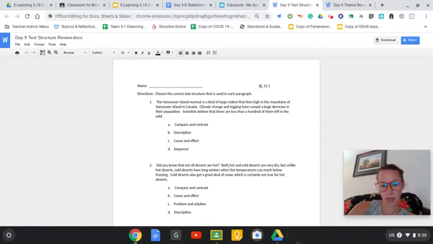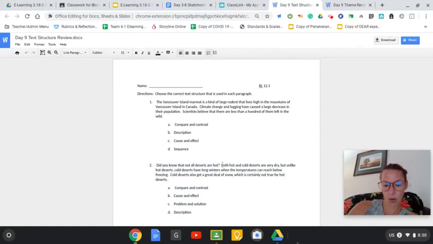I also know right now that I could probably draw a Venn diagram, my two circles. For some reason, my markers aren't working right now, so I can draw my two circles. I can put hot deserts on one side, I can put cold deserts on the other side, and I can compare and contrast them.